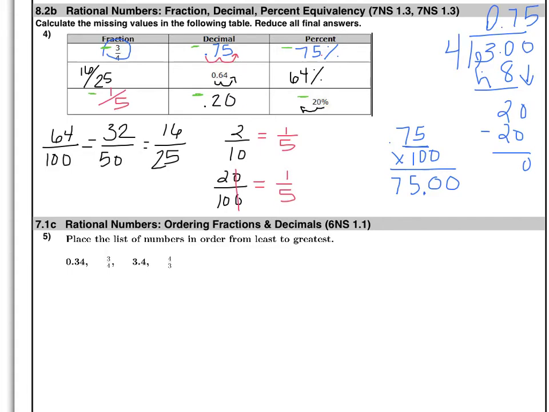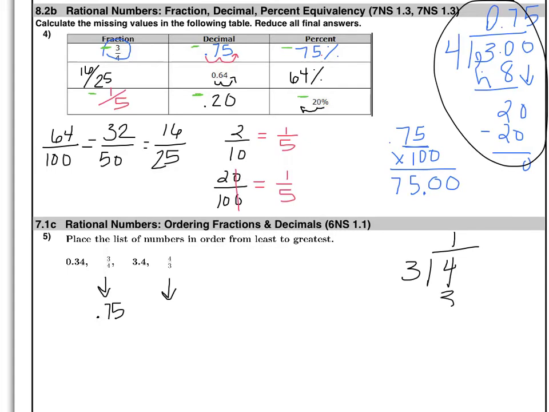Number 5 says, list the numbers in order from least to greatest. So in order to do that, I really recommend converting them to decimals. And we know that 3/4 is 0.75 because we just did it up here. And 4/3, I need it as a decimal. So 4 divided by 3. 3 goes into 4 one time. 1 times 3 is 3. When I subtract, I get a 1.